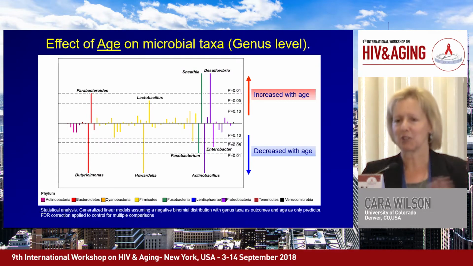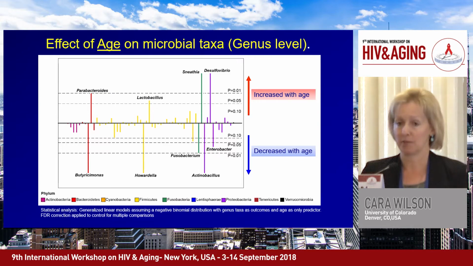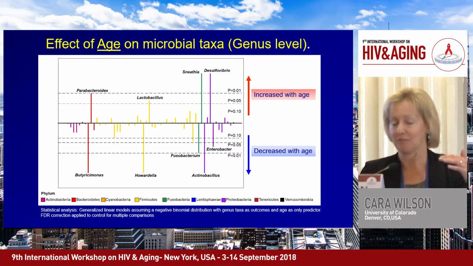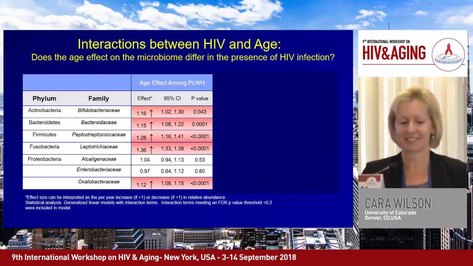And I can talk to you about why I think that might be offline, but it was a little bit counterintuitive. So for instance, we saw increases in lactobacillus, which we think of as a healthy bacteria, with increasing age. We saw decreases in Enterobacter, which I said is a pathobiont, with increasing age. So those things are a little bit counterintuitive. But we did see age effects.